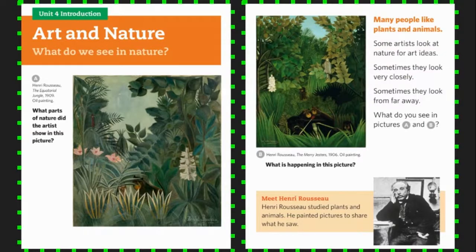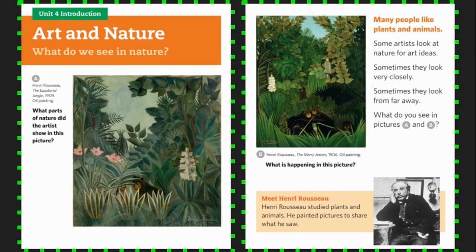Now let's look at our textbook. Here it's talking about art and nature, and it's showing us a famous artist named Henry Rousseau. The title of this image is called The Equatorial Jungle. It's painted in 1909, and it is an oil painting. Here it says, what parts of nature did the artist show in the picture?